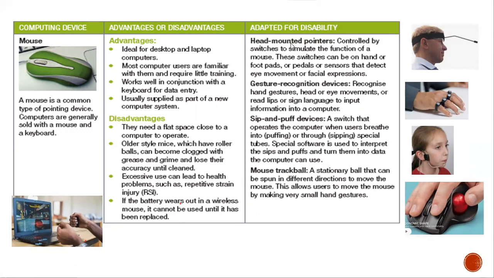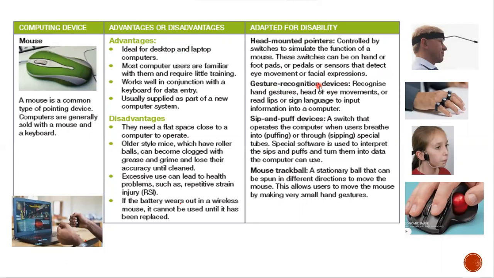Now, if we're looking at head-mounted pointers, there's an example of a head-mounted pointer. So this is for people with disability. If they cannot use their hands, they have a head-mounted pointer and use a pointer to work with it on the screen. It is controlled by switches to simulate the function of a mouse. These switches can be on hand or foot pads or pedals, or they can be sensors that detect eye movement or facial expressions. It all depends on the type of head-mounted pointer that you have.